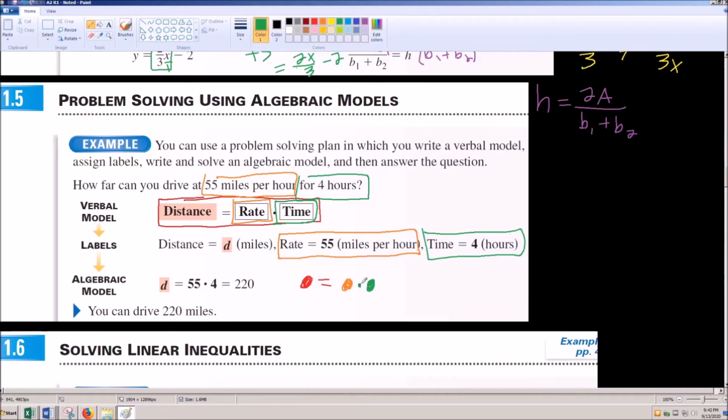Now I have values that I'm going to fill in for this. I'm going to use a variable d to represent distance, and that's going to equal, and here I'm going to have my 55 miles per hour times my 4 hours. So this is going to give me a total of 220.